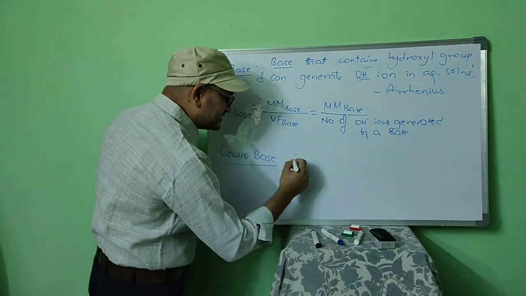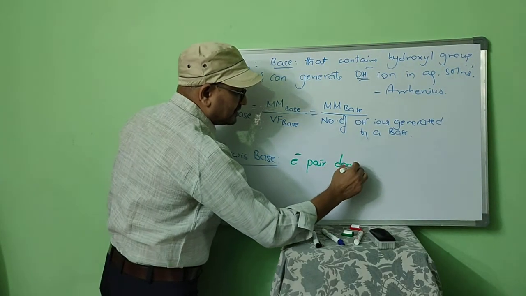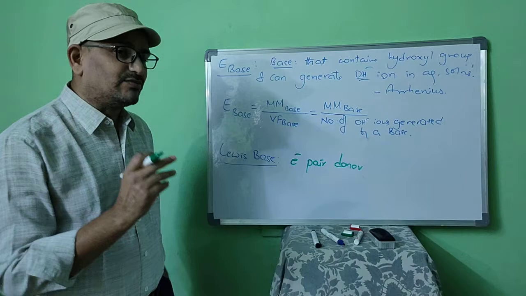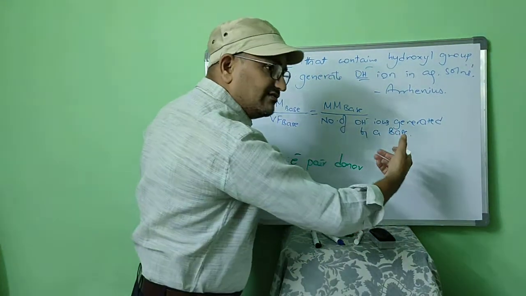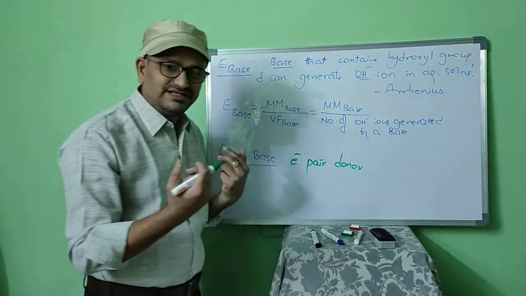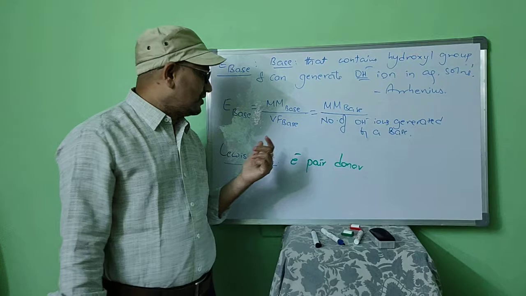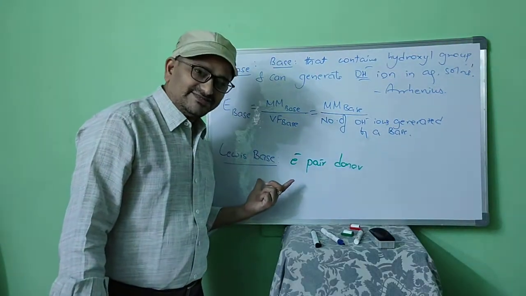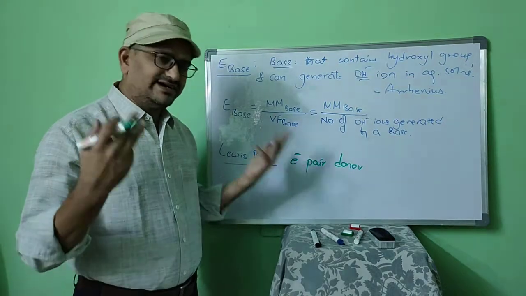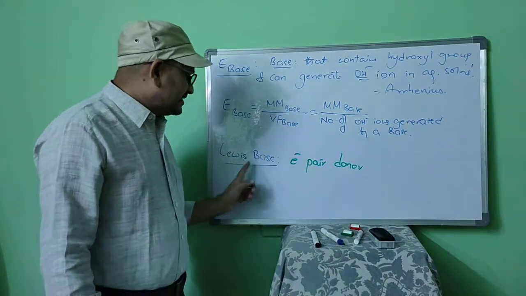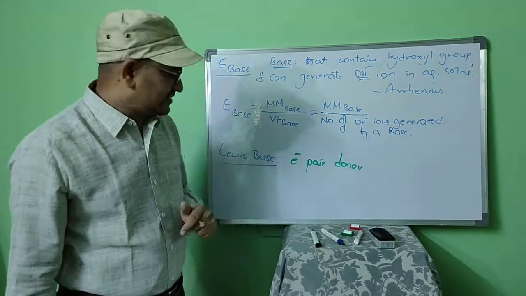What's meant by Lewis base? Electron pair donor. In the previous example we discussed ammonia and boron trifluoride. Ammonia is donating an electron pair, boron trifluoride is accepting an electron pair. You remember that? Such compounds which can donate electron pairs are called Lewis bases. So a Lewis base is an electron pair donor to form a dative bond. Of course, that condition is compulsory. What's meant by Lewis base? Electron pair donor to form a dative bond or a coordinate covalent bond.